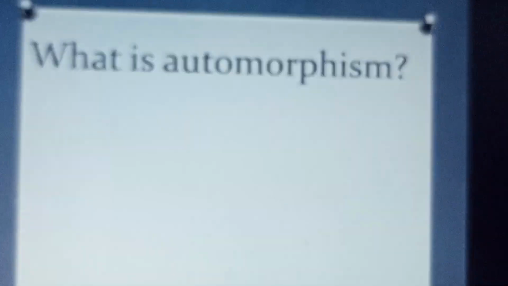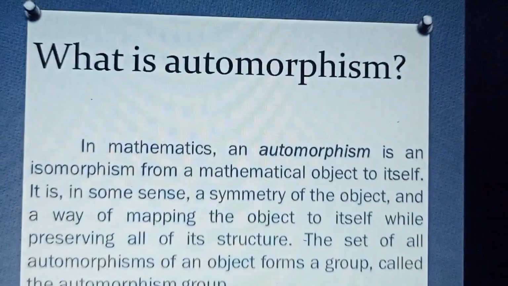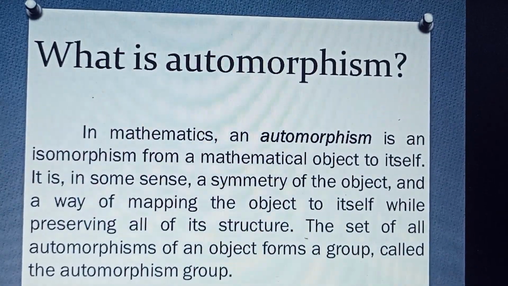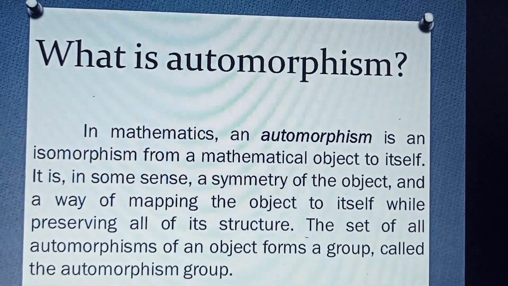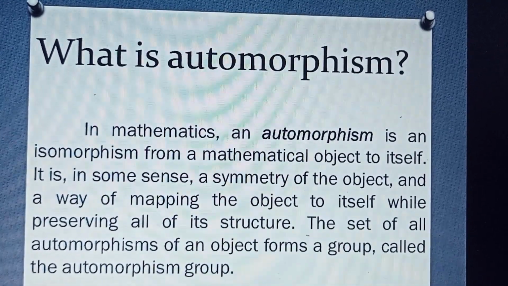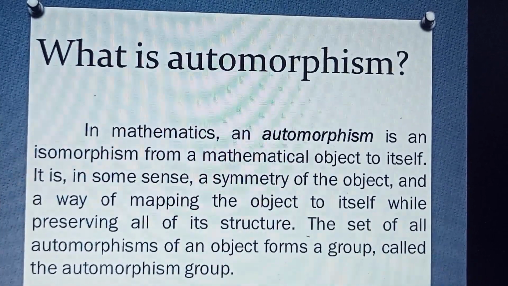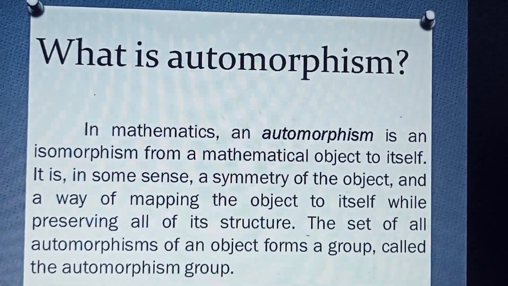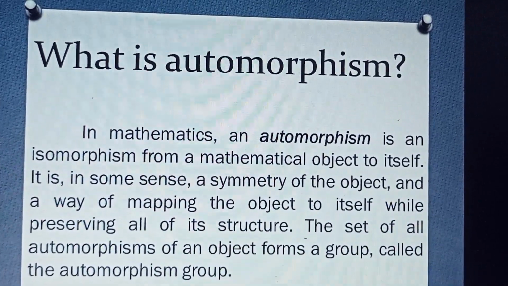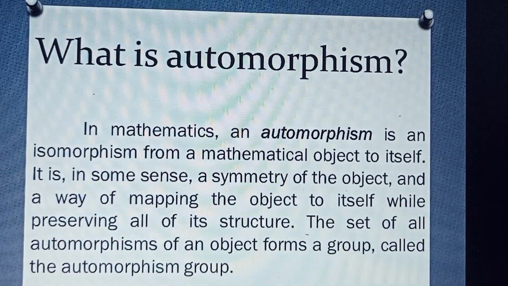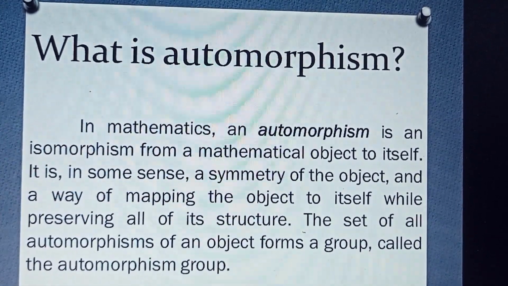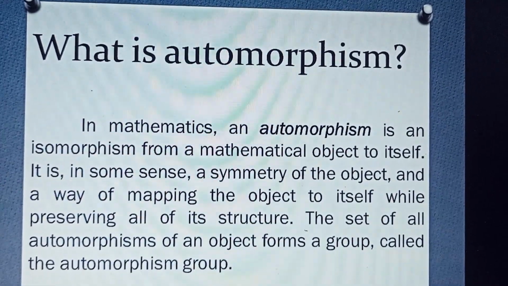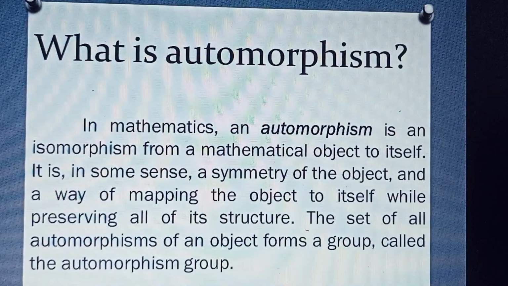So, what is automorphism? In mathematics, an automorphism is an isomorphism from a mathematical object to itself. It is, in some sense, a symmetry of the object and a way of mapping the object to itself while preserving all of its structure. The set of all automorphisms of an object forms a group called the automorphism group.